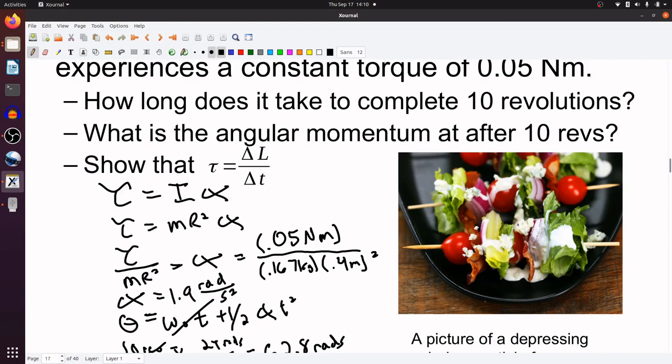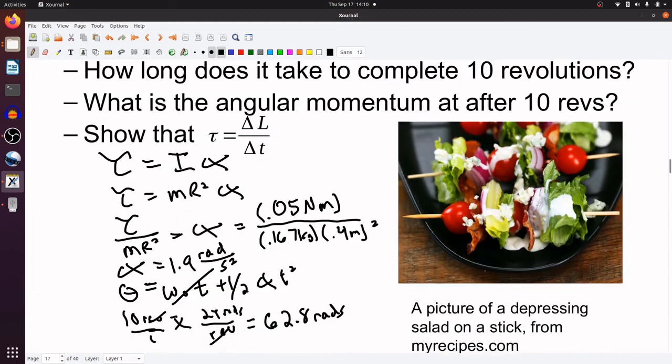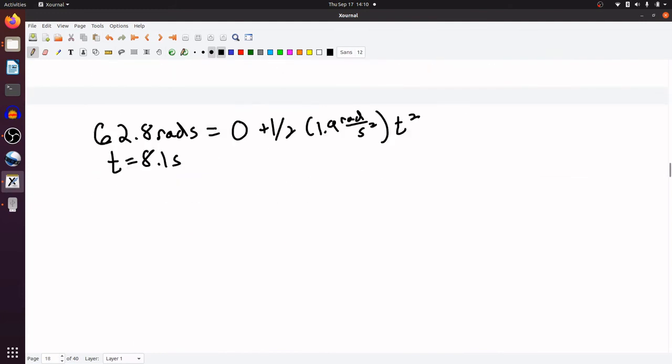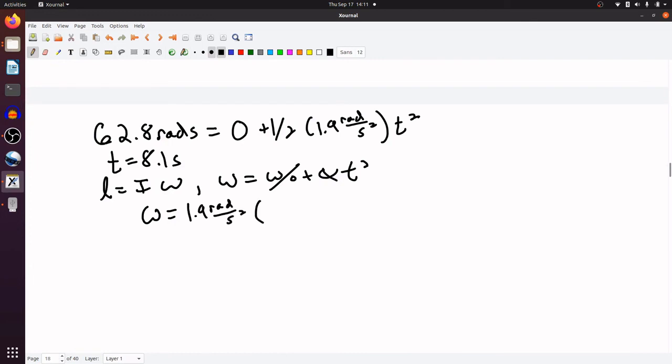Now we want to know the angular momentum after 10 revolutions. Technically, little l is for the instantaneous angular momentum, so that's I omega. We don't know what omega is, but I do know that omega is equal to omega naught plus alpha t. Now that I know the time it takes to do 10 revolutions, I can plug that in, and omega naught is 0. So omega is equal to 1.9 radians per second squared times 8.1 seconds. That gives me 15.4.